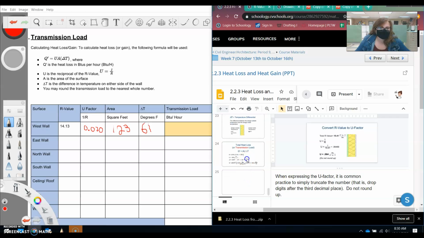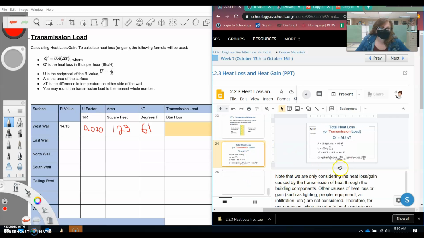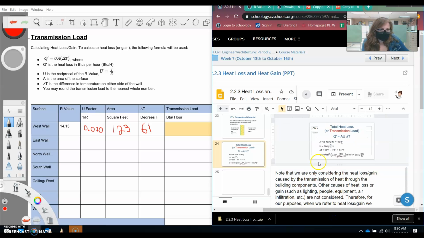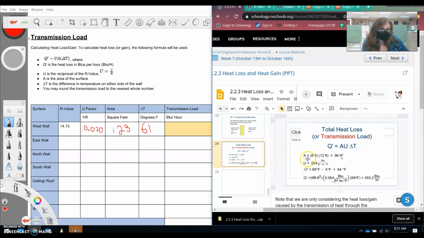If we go back to our PowerPoint, because it goes over how to do that, the note that it has is: note that we only consider the heat loss or gain caused by the transmission of heat through the building components. Other causes of heat loss or gain, such as lighting, people, equipment, air filtration, are not considered. Therefore, when we refer to heat loss and heat gain, we are referring to the heat loss and heat gain caused by transmission. So now that we've cleared that up, this is how we would go about it. We're going to take Q equals UA delta T.